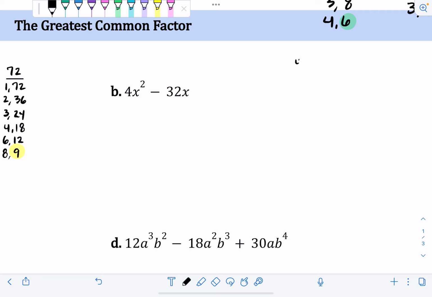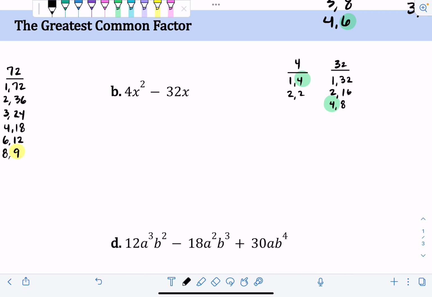So for 4, the factors are 1 times 4 and 2 times 2. And then for 32, the factors are 1 times 32, 2 times 16, and then 4 times 8. So the greatest one they have in common is 4. That's why we always need to list the 1 and the 4 in this case, or 1 in that number, because sometimes it is the GCF.